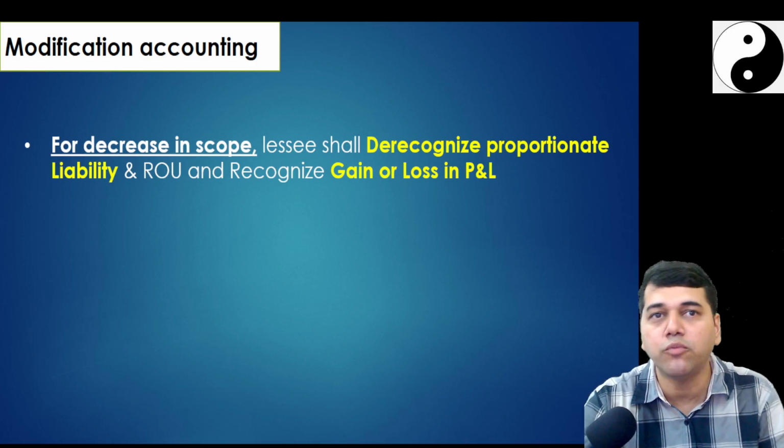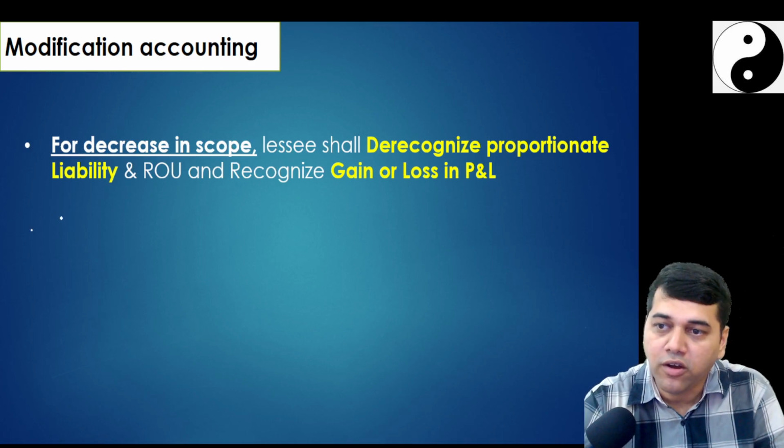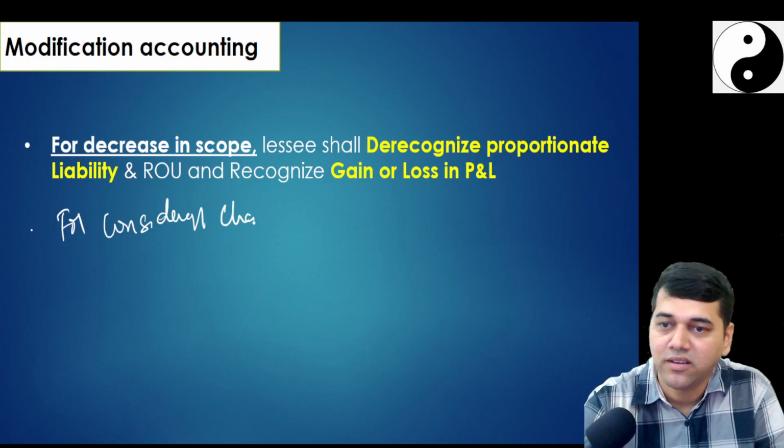Okay. Then there is one more problem. Is it only the scope that got changed? No. For the consideration change, what will I do?